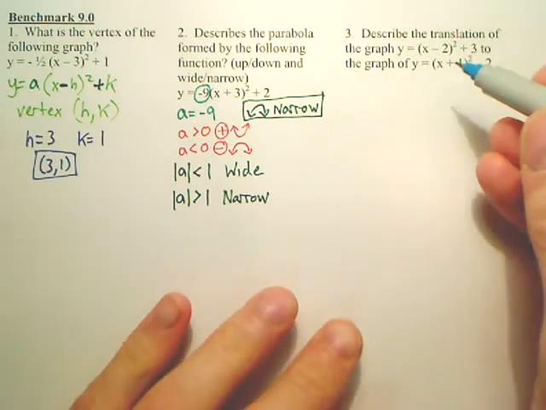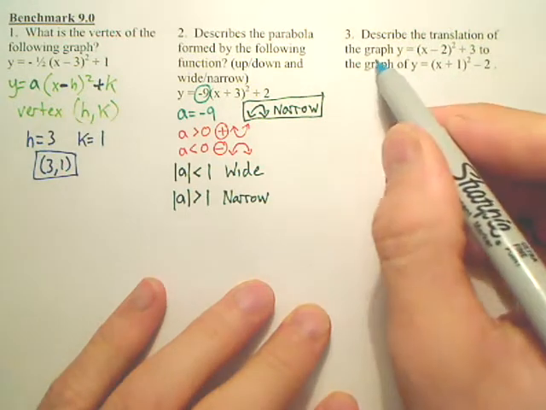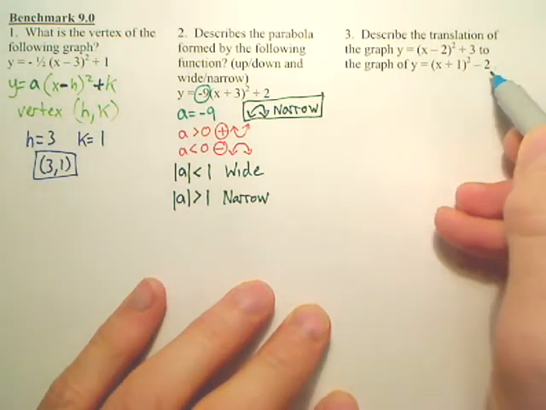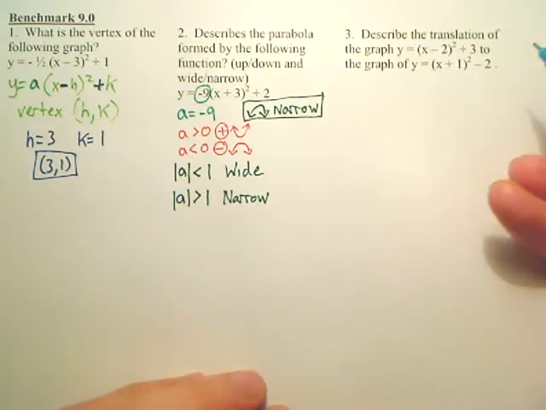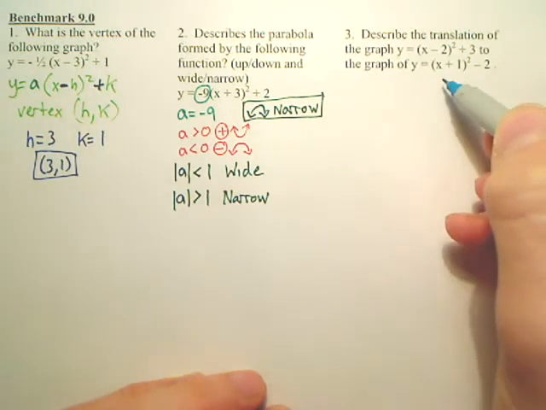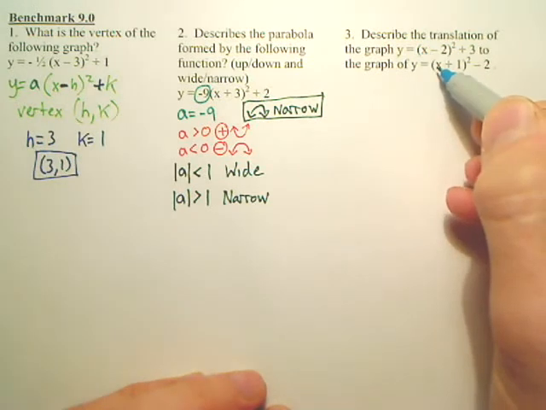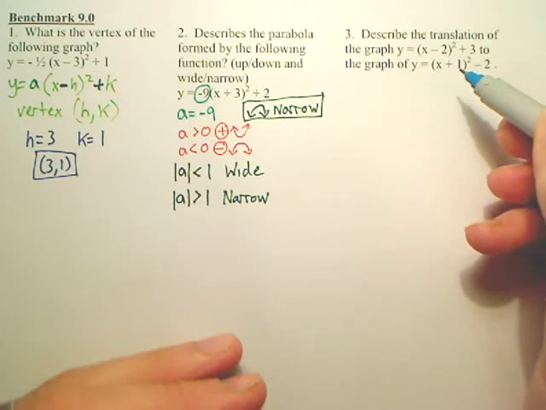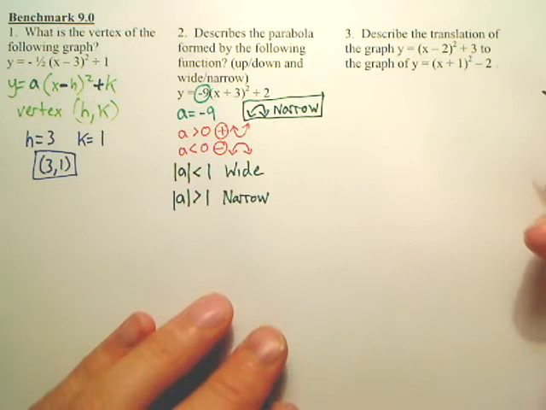Okay, the last one I haven't talked about, but you need to learn this one. Describe the translation of the graph of one function to the graph of another. Translation means basically describe the movement. For instance, are the a values the same on these graphs? Both graphs have an a value of 1, so they're both normal and happy. So we don't even care about the a value. What we want to focus on are the vertices.